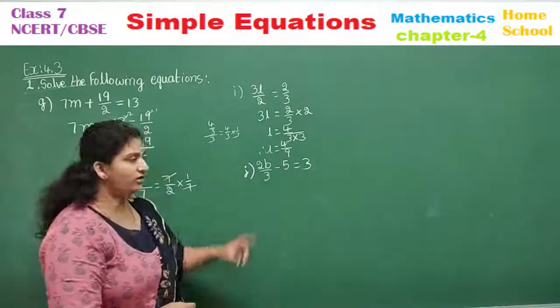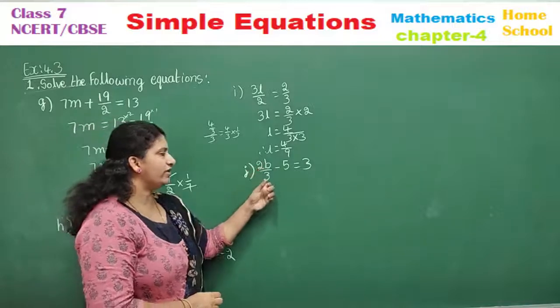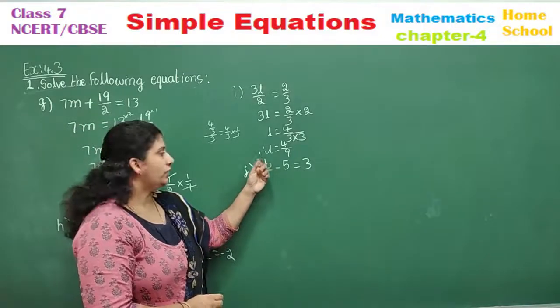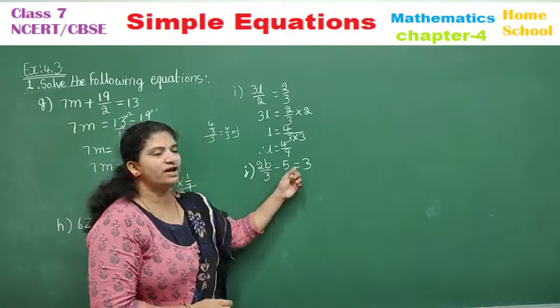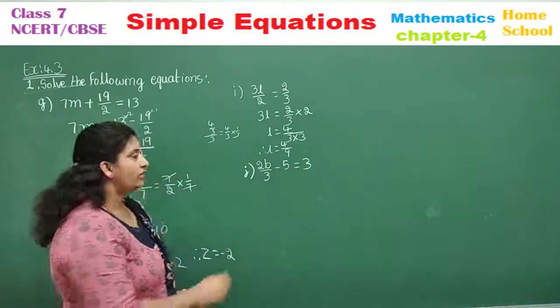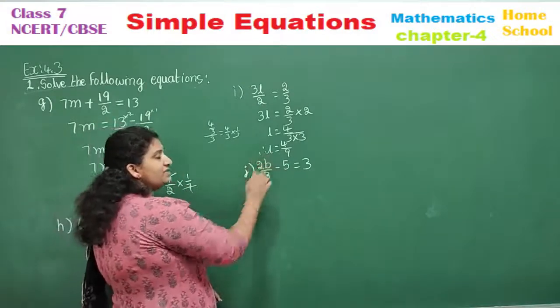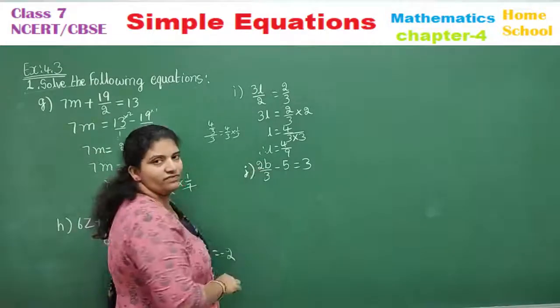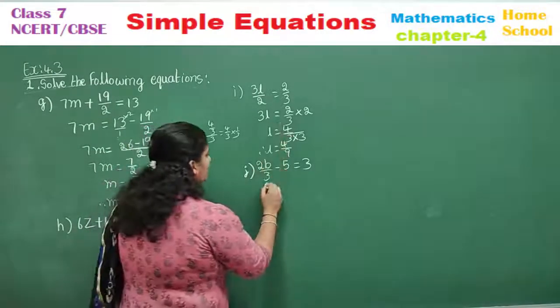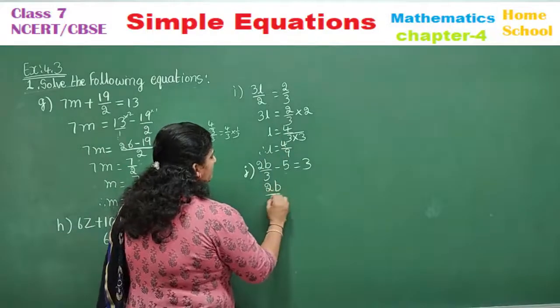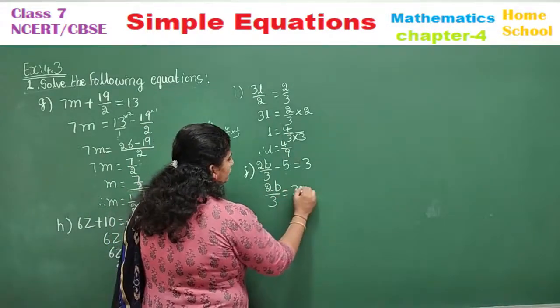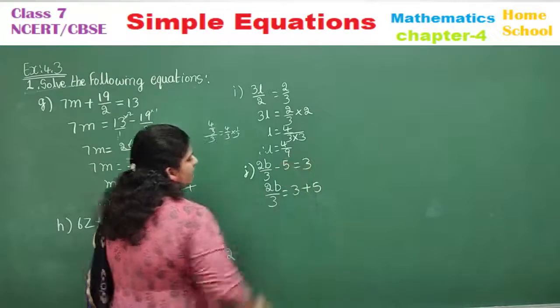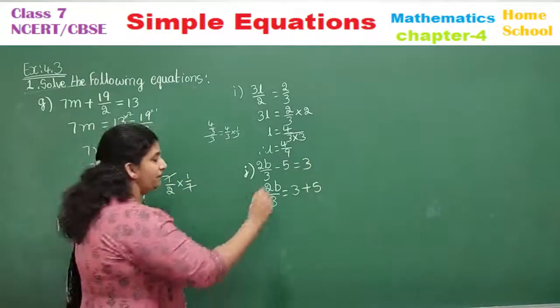Last sub question here. 2b by 3. It's not 6b. 2b by 3 minus 5 is equal to 3. Here this side contains the variable. Other than the variable side, what do you have? Minus 5. Transpose other side. Plus 5, it will be 2b by 3 is equal to 3 plus 5.